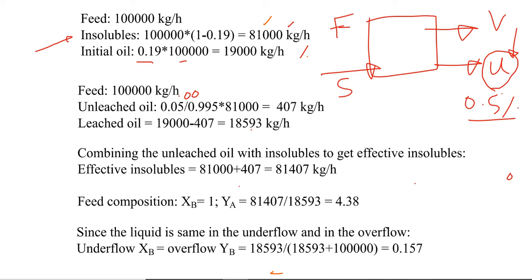Total solid is this. Whatever is not going to be dissolved, insoluble, this unleached oil will be added as solid. And this is partial leaching, not 100% leaching. This solid plus this is this. Then total liquid is this. That is leached oil. So total oil minus unleached oil, that is the leached oil going to be in the overflow. Okay.